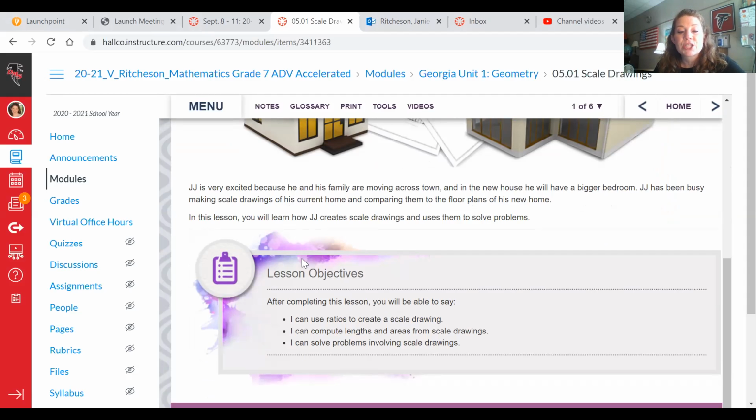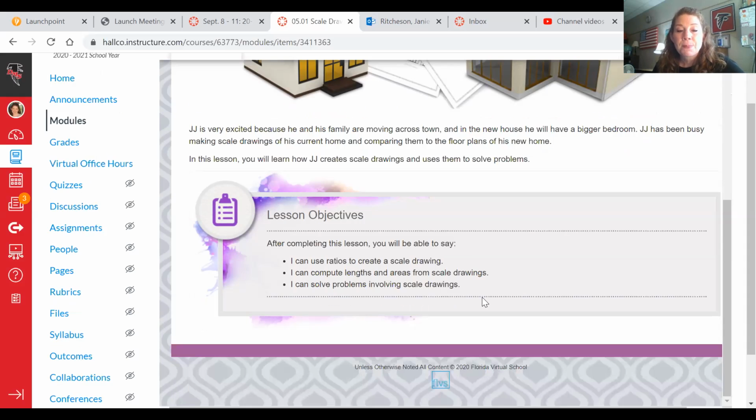On the first page of each lesson, you'll get some lesson objectives, or sometimes they're called essential questions. That tells you what you should accomplish throughout the lesson. So on the last page, you need to go through these individually and make sure, can I really use ratios to create scale drawings? Can I compute lengths and areas from scale drawings? Can I solve problems involving scale drawings? If you can't say yes to all of those questions, then you need to go back through the lesson.